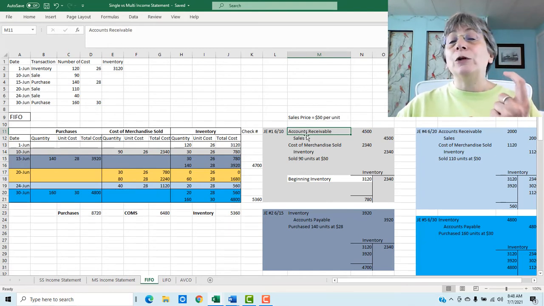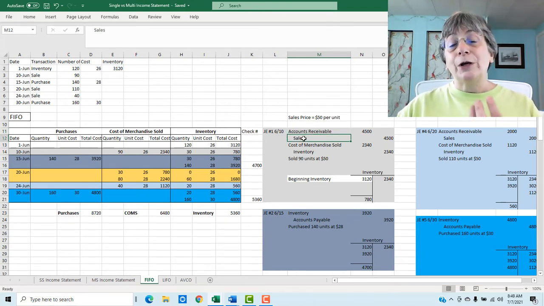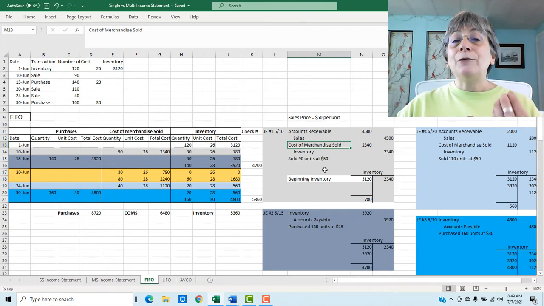There is the part where you're selling it to your customer. So here's an example here in our journal entry. We are going to debit accounts receivable. They're going to pay for it later. And we're going to credit sales. So that records our revenue and it records the amount that our customer owes us. But we have a second part to this transaction.